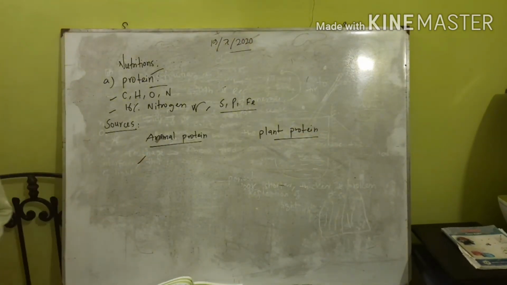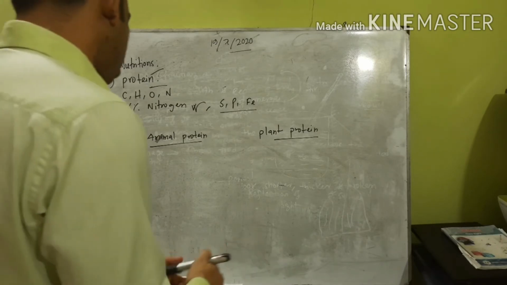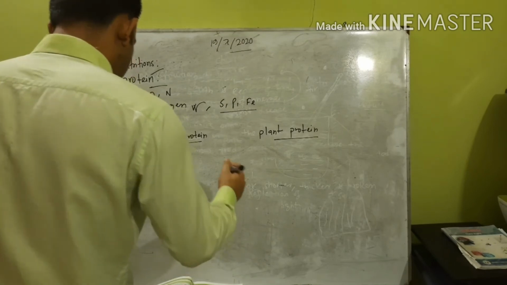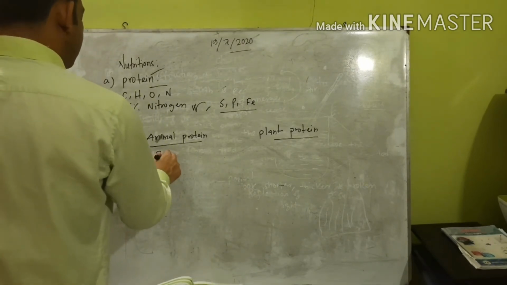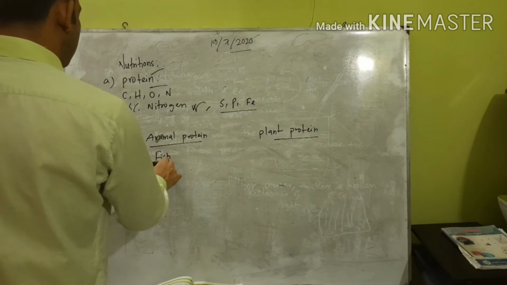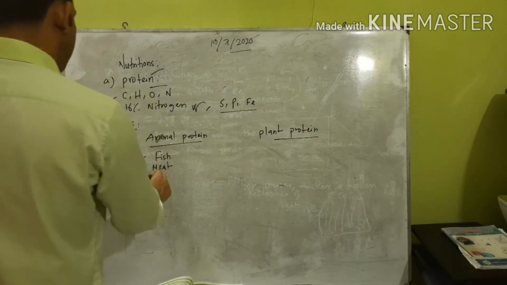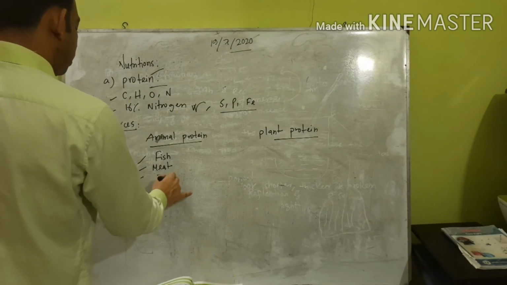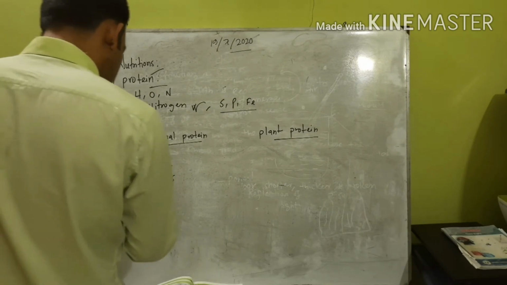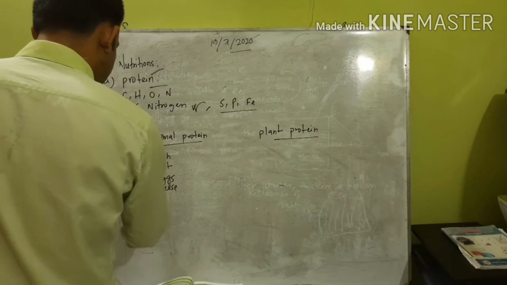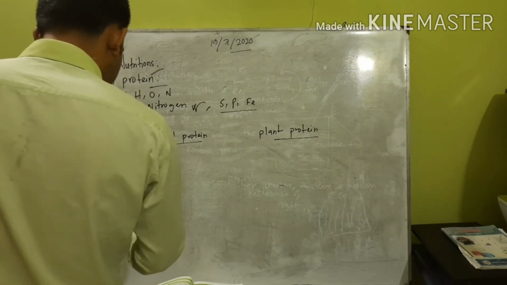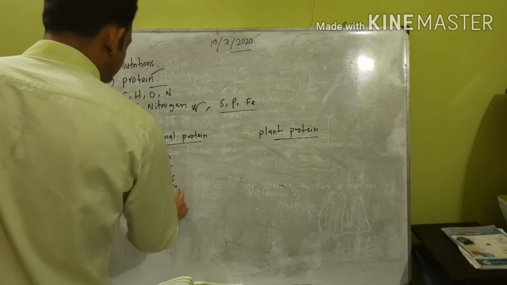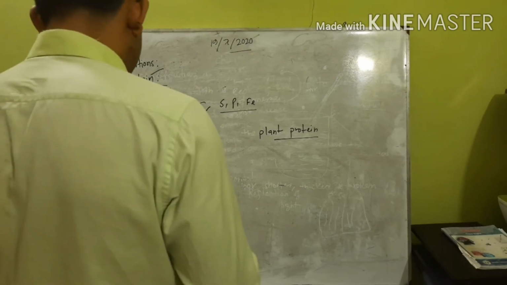Lots of examples are also given in your book. Lots of examples, okay, you can go through that. Animal sources: fish, meat, eggs, cheese, liver. Many of them you can write here, okay.